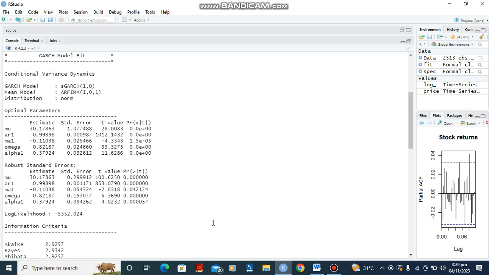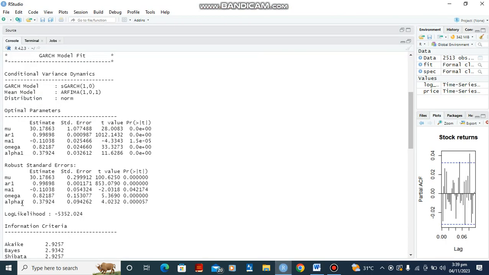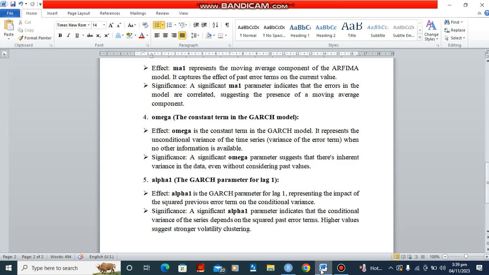So for alpha here, we said that alpha represents the impact of the squared previous error term on the conditional variance, and if it's significant, it indicates that the conditional variance of the series depends on the past error terms, and higher values suggest strong volatility. So here we are having this estimate, which is not that high. So this is telling us that the volatility clustering is not very high. And it's significant, and when it's significant, what is it telling us? That the series depends on the squared past error terms, right?